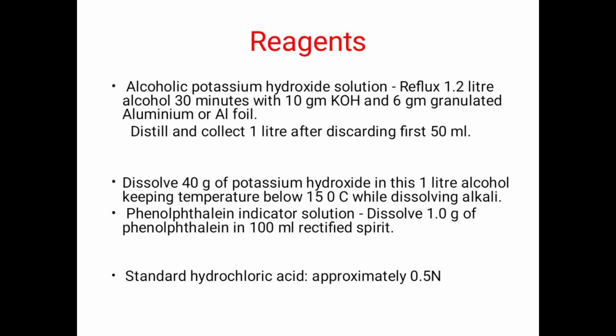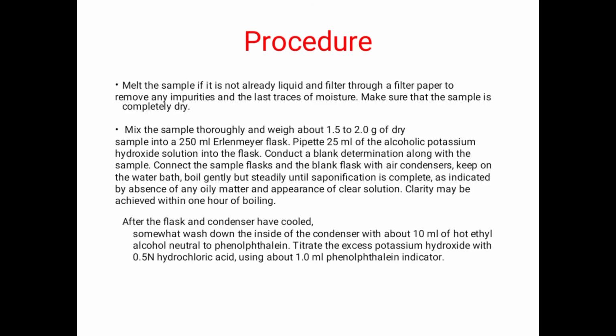Then we require a phenolphthalein indicator solution because it is just an acid base titration. So you have to dissolve 1 gram of phenolphthalein in 100 ml rectified spirit. And again we require a standard hydrochloric acid solution, approximately 0.5 normal. So these are the reagents required: alcoholic potassium hydroxide solution, phenolphthalein as the indicator, and then standard hydrochloric acid, approximately 0.5 normal.